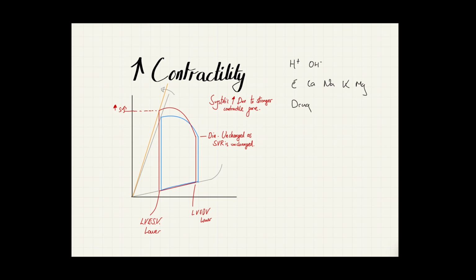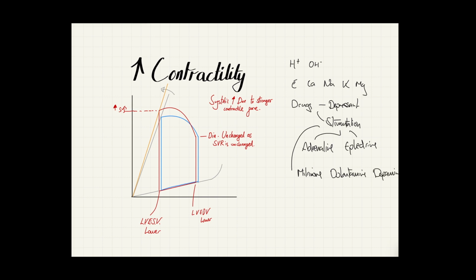Drugs, and these can be depressant or stimulator. You have adrenalines. So all these things can influence how happy your myocardium is, and therefore how contracty your myocardium is. Alongside, you need sufficient blood flow to the myocardium, and you need sufficient flow to the ventricle itself, because it won't squeeze if it's empty.